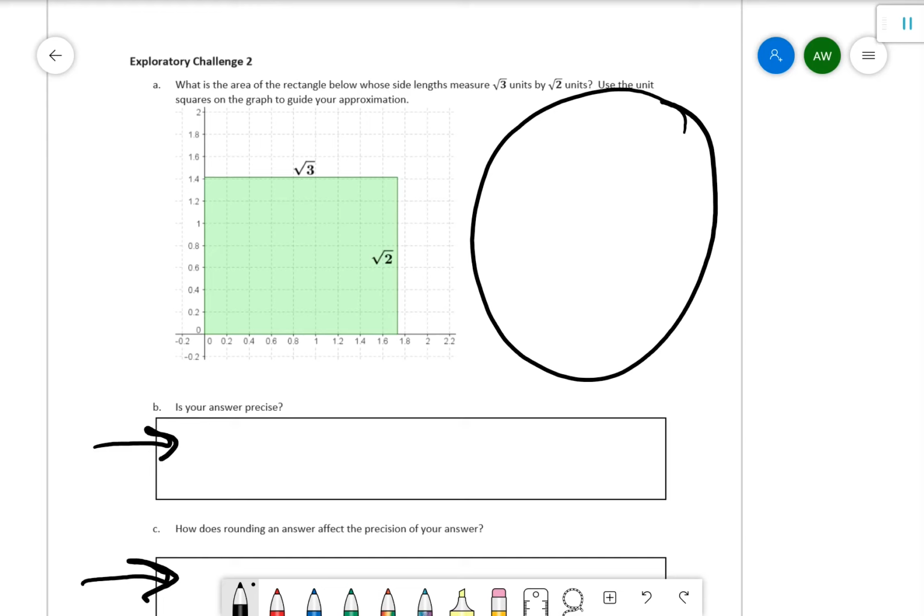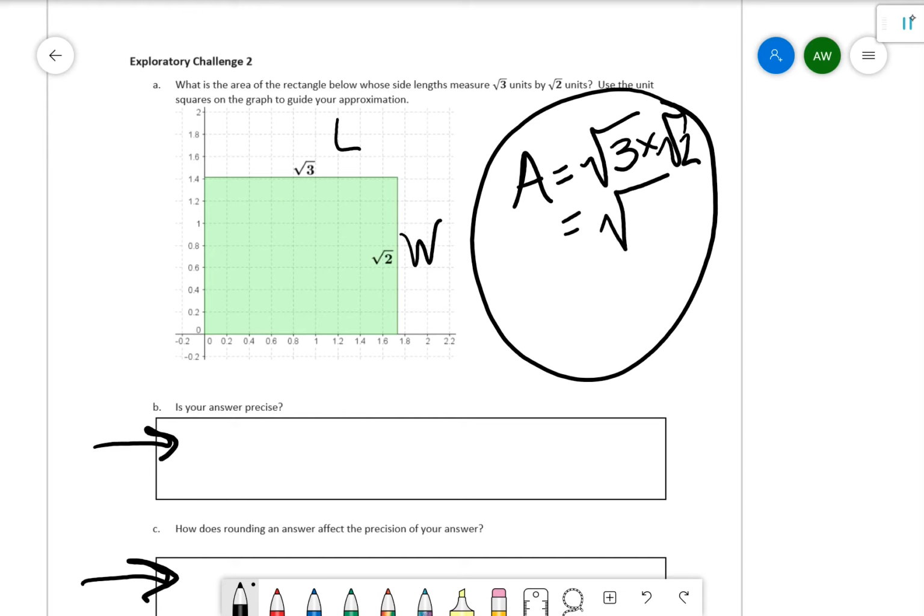All right, so when we're thinking about the area of this rectangle, we expect that you thought about the fact that the square root of 3 is going to be your length, the square root of 2 is going to be your width, and what we need to do is multiply those together, right? Multiply the square root of 3 by the square root of 2. But how do we actually multiply the square root of 3 and the square root of 2? We did go over this in class, and you guys know that this is the square root of 6.